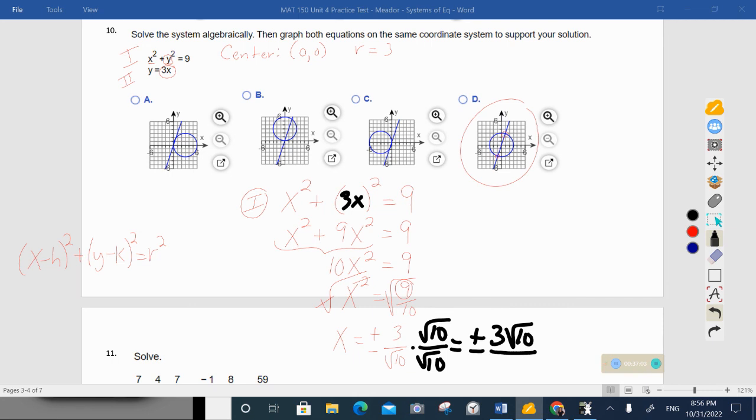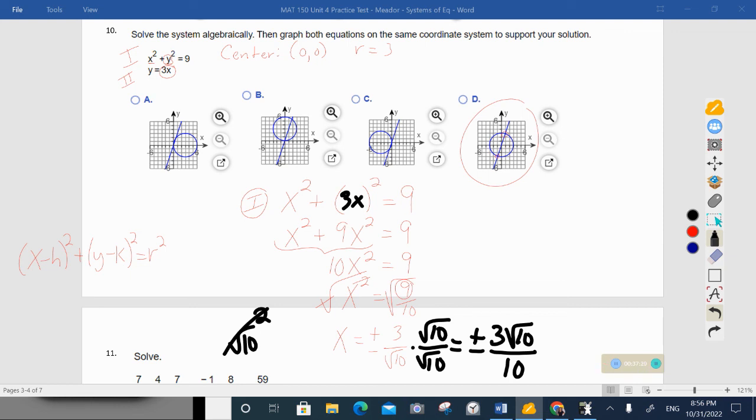Because 3 times radical 10 is 3 radical 10. Square root of 10 times the square root of 10 is the square root of 100, which is just 10. Another way to look at that, you have a square root of 10 and you're multiplying it by itself. You're squaring it basically. So the square and the square root cancel, leaving you with 10. Now you have two x values.